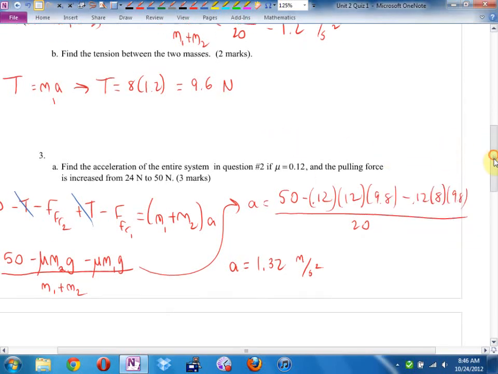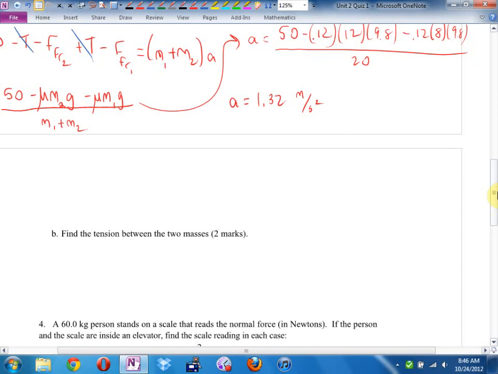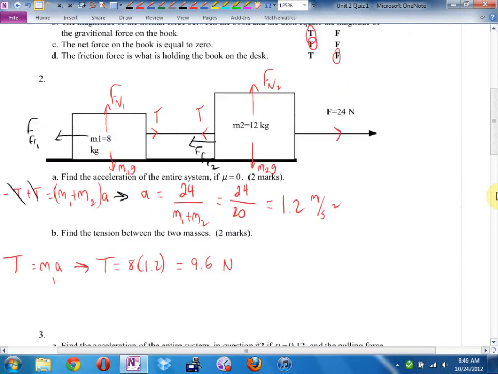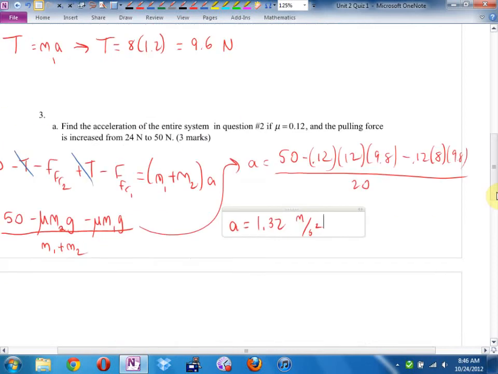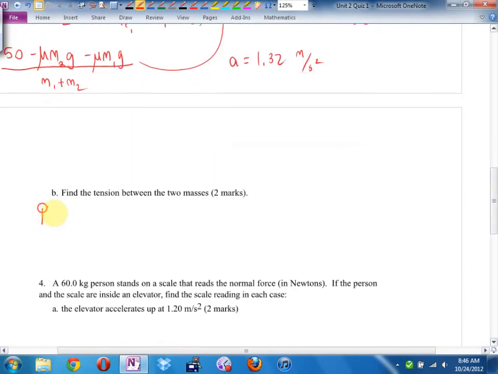I bet you B is going to ask for the tension. Hey, it is. Tension. Which one's going to be easier to find the tension in? I still think the left-hand one, because the right-hand one has 3 forces on it. It has one force to the right and 2 forces to the left. So I'm going to go with the left-hand mass. Who's winning? Who's losing? Friction force 1. That equals, and since I'm only looking at one mass, M1A.